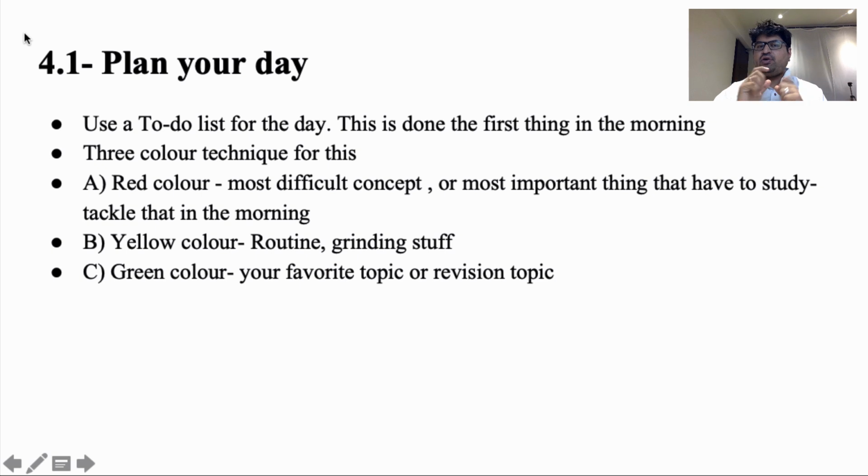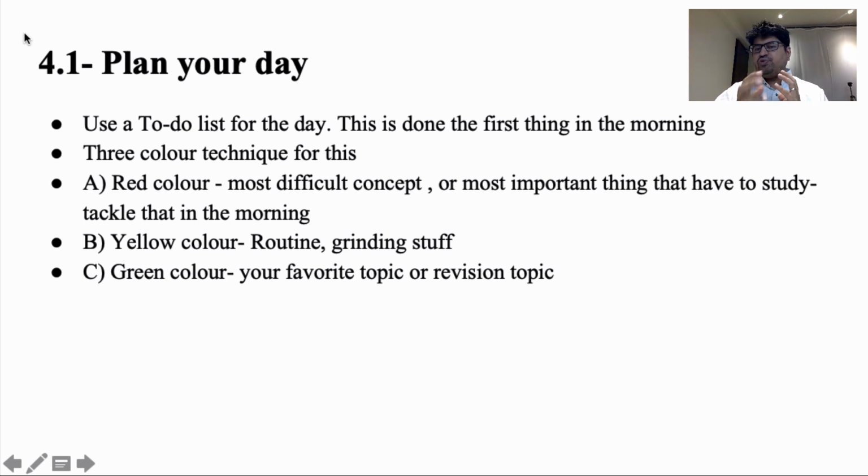Then you use a color coding technique. Okay. So, red color would be for topics which you find very difficult, which are most difficult to understand. And these are the ones you should tackle early in the morning, or as early as possible, because if you tackle this, the rest of the day becomes better. If you leave it for the evening or something, you would generally procrastinate and avoid it.